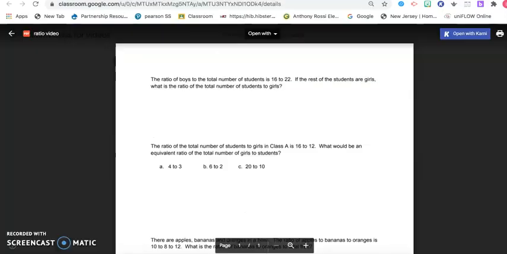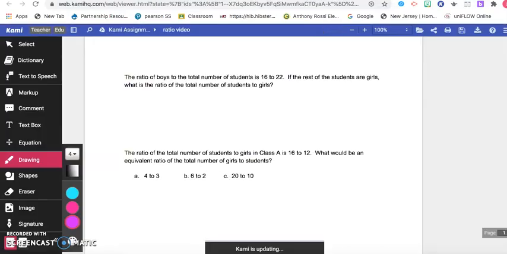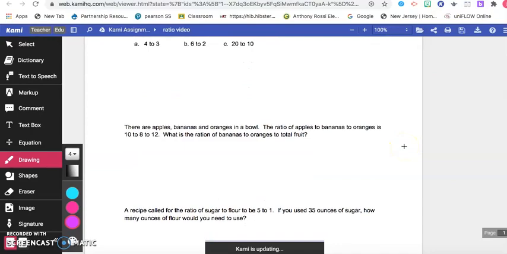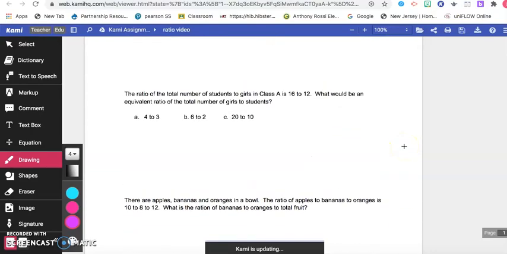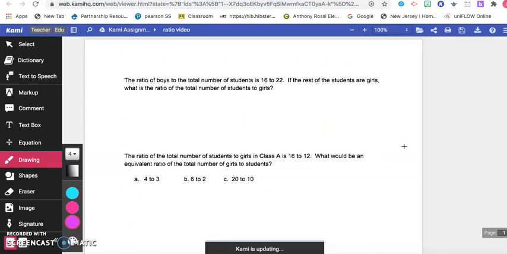Hi everyone. So today we're going to be doing some ratio problems, but we're going to be doing the ratio problems through word problems. So it's a little bit different than what we've been doing. So I've copied some ratio problems here, and we're just going to work through them so that you get the idea of how to solve them.